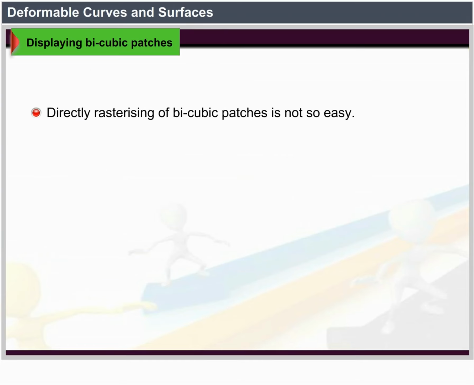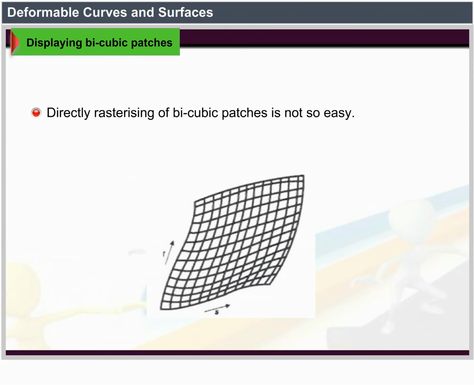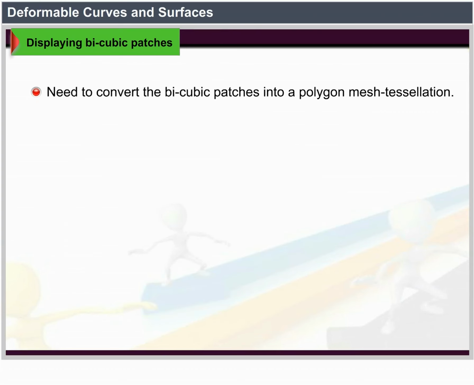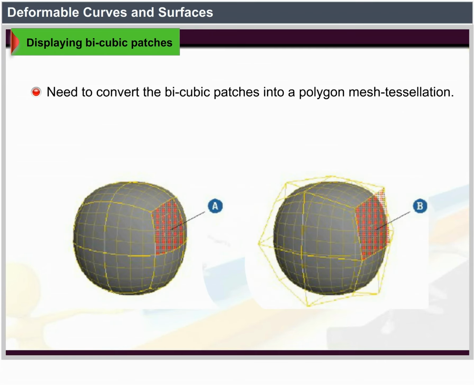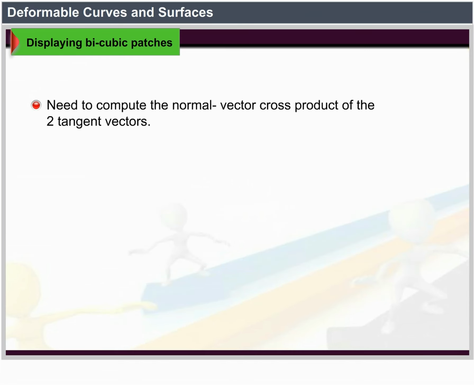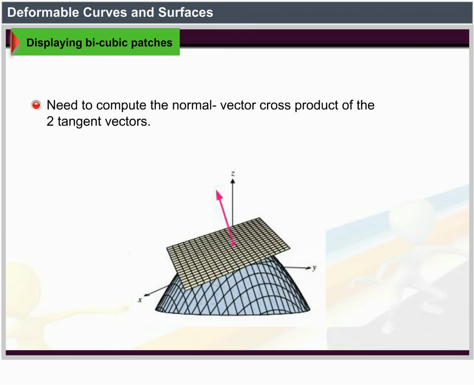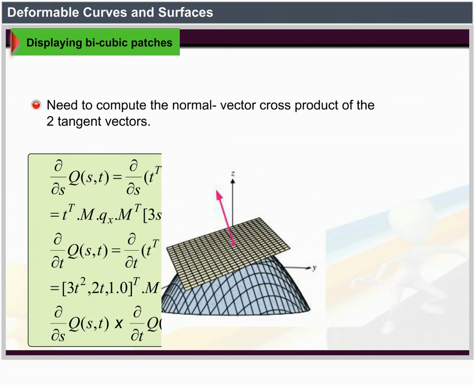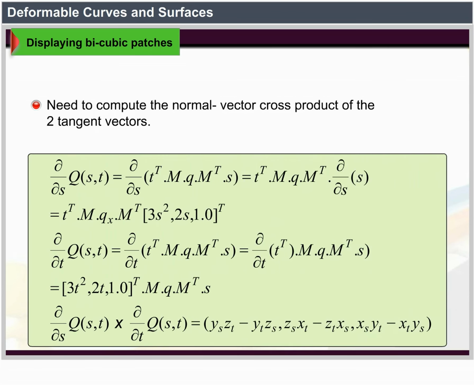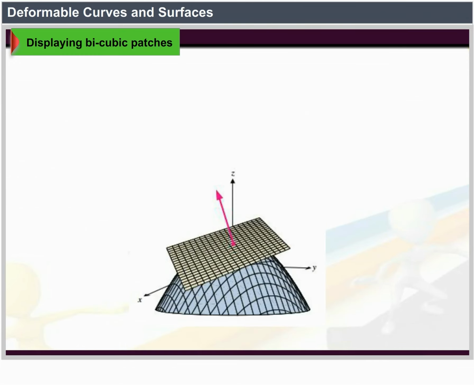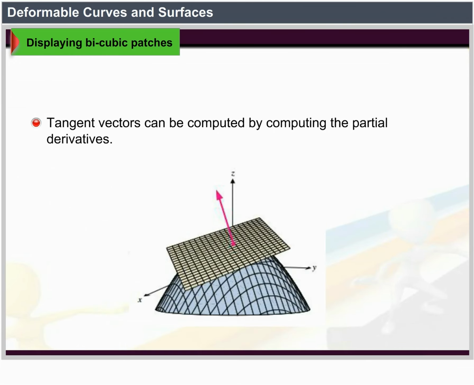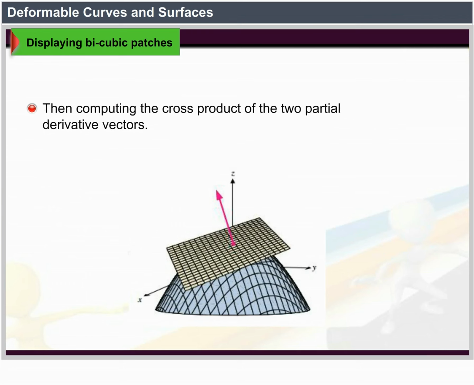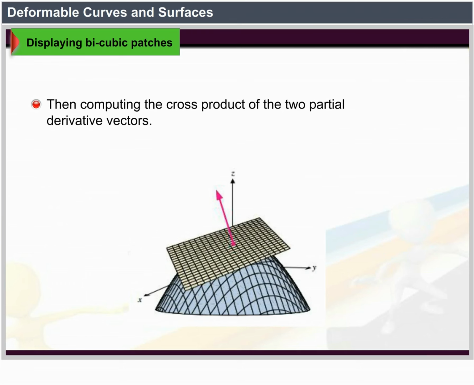Directly rasterizing bicubic patches is not so easy. Need to convert the bicubic patches into a polygon mesh. Tessellation. Need to compute the normal vector as the cross product of the two tangent vectors. The derivative for the bicubic patches can now be seen on screen. Tangent vectors can be computed by computing the partial derivatives, then computing the cross product of the two partial derivative vectors.